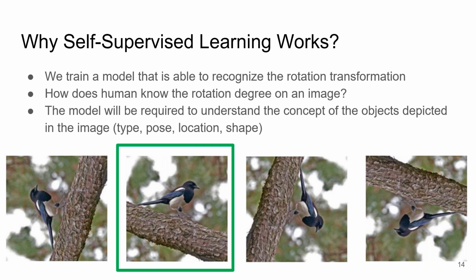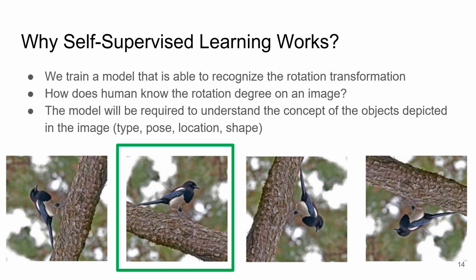And how does a human know the rotation degree of an image? I guess the answer is here. Look at this image. Yeah, you know there is an object in the foreground. Yeah, right. It's a bird, and you know the shape of the bird and the location of this bird. And you can look at the first image, and you know the first image is rotated 90 degrees from the second image, right? Because you know this bird stands this way, and if you rotate 90 degrees, the bird will become this.